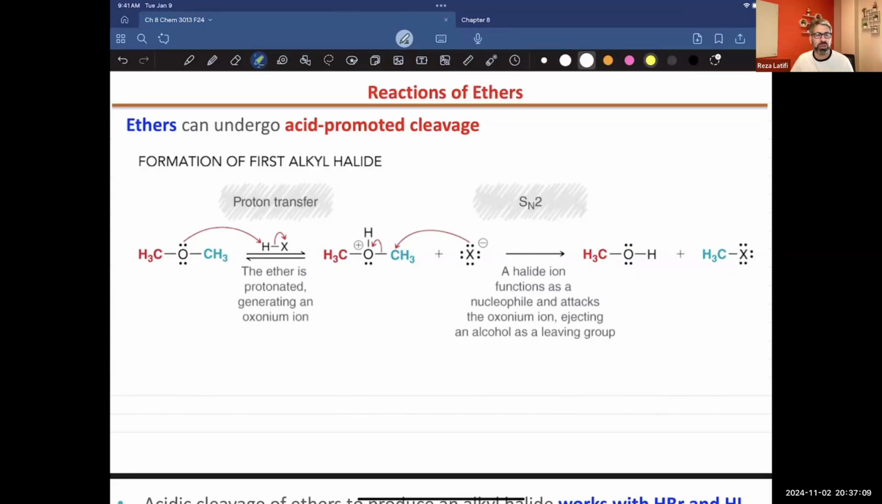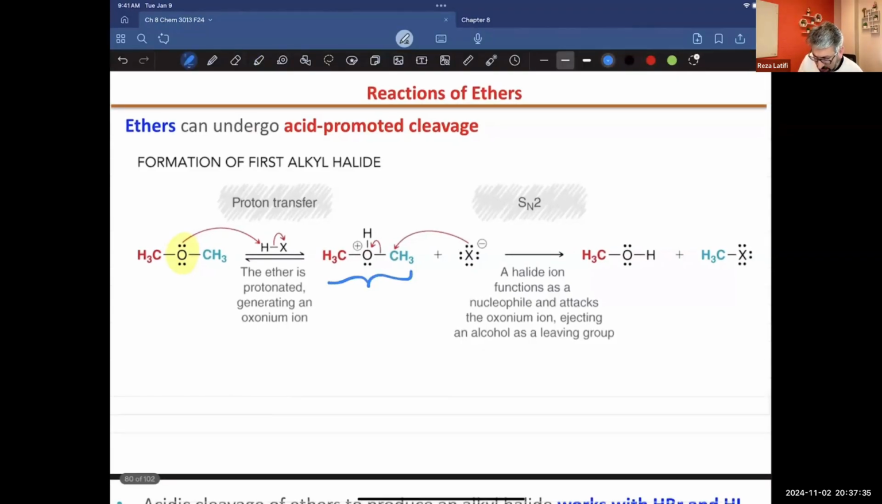In this lecture, I will show you what will happen if we add acid to an ether. An ether molecule has oxygen with two lone pairs in the middle of the molecule. Because of those two lone pairs, it's capable of getting involved in proton transfer. It will take H+ from the acid and give you a protonated intermediate. Because it's protonated, that intermediate will not be stable.